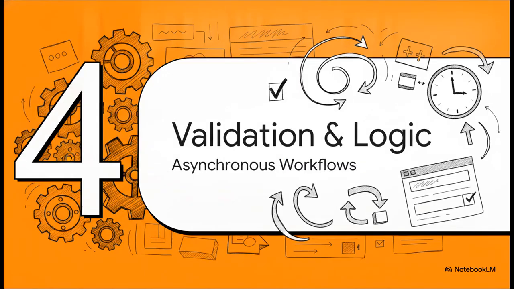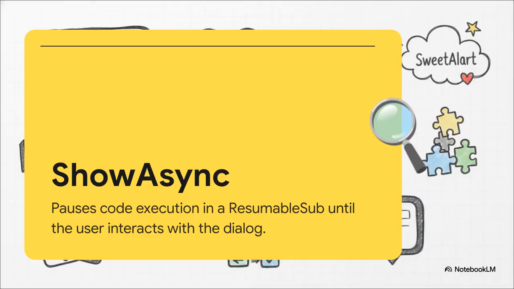Finally, let's dive into Section 4, Validation and Logic. This is for your peace of mind as a developer. You can officially stop wrestling with callbacks. You just call the showAsync method within a resumable sub. Your code pauses elegantly until the user clicks confirm, deny, or dismisses the prompt. When they do, execution resumes immediately and hands you a perfectly packaged SweetAlert result object containing exactly what happened and whatever data the user entered.